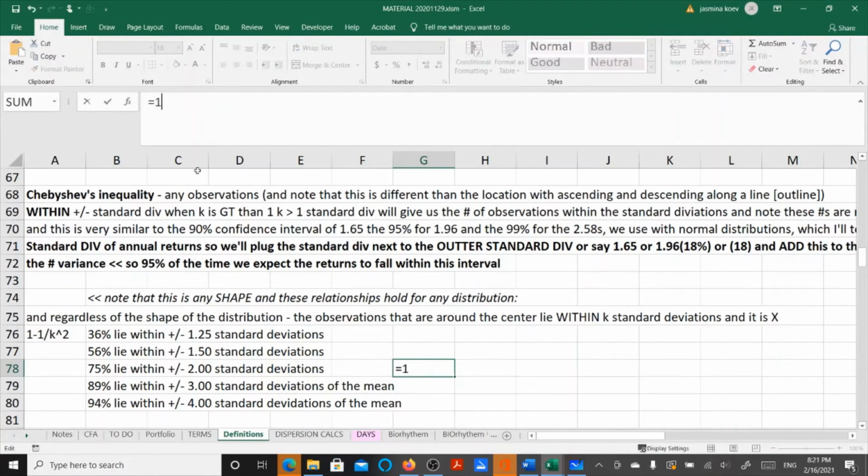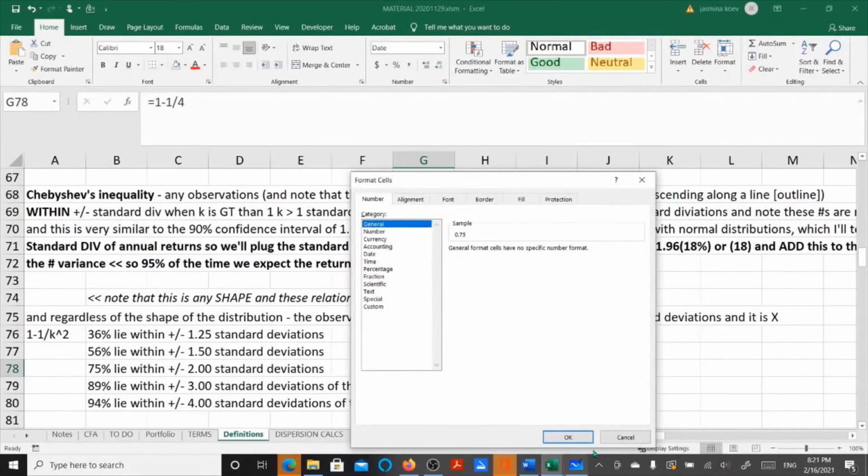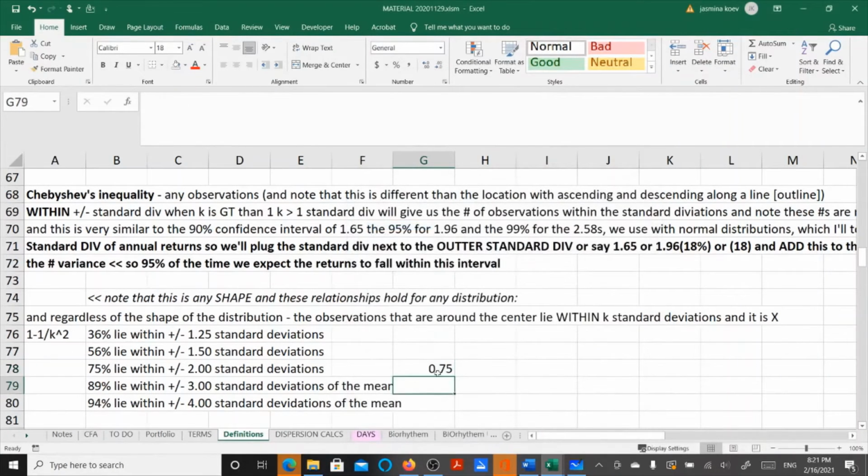Let's do this again. 1 minus 1 divided by 4. I'm getting a date, so let's do format cells general. I'll get 75%, and you can see 75% of the observations will lie within 2 standard deviations. This is basically how the calculations go.